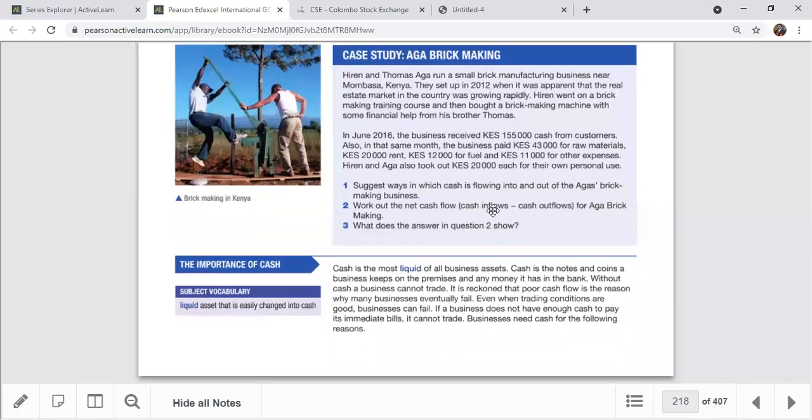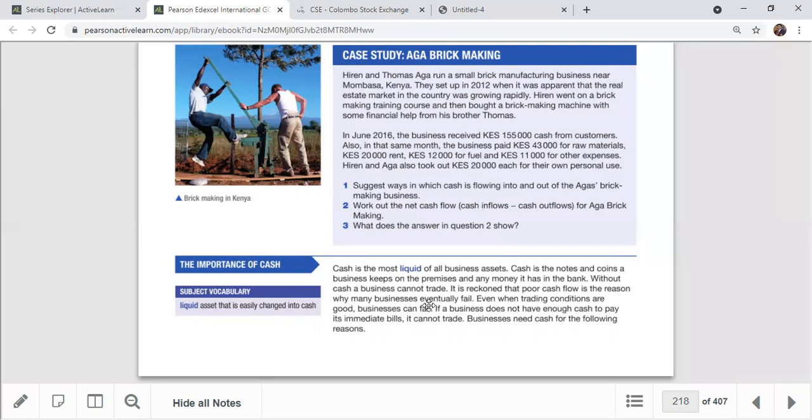When you're doing business, liquidity is really important. Business liquidity means the ability to pay your expenses. Cash is the most liquid asset in a business, a 100% liquid asset, because you don't need to convert it into money; it's already money. Cash is the notes and coins a business keeps on the premises and any money it has in the bank. Without cash, a business cannot trade.